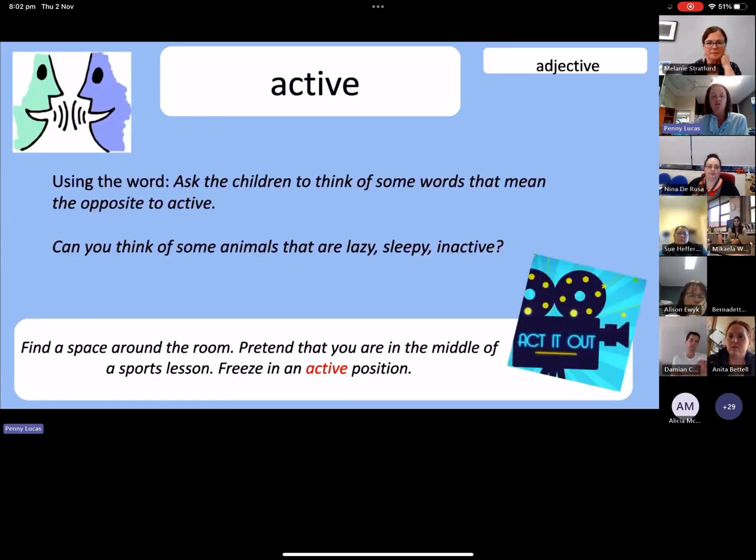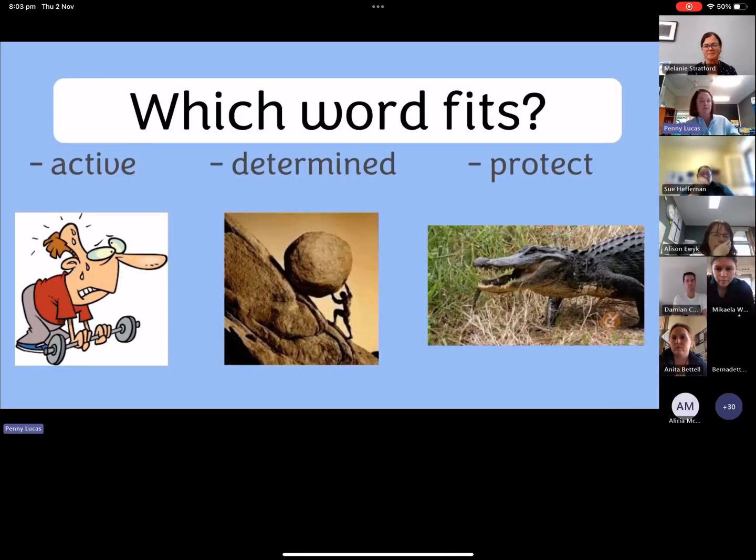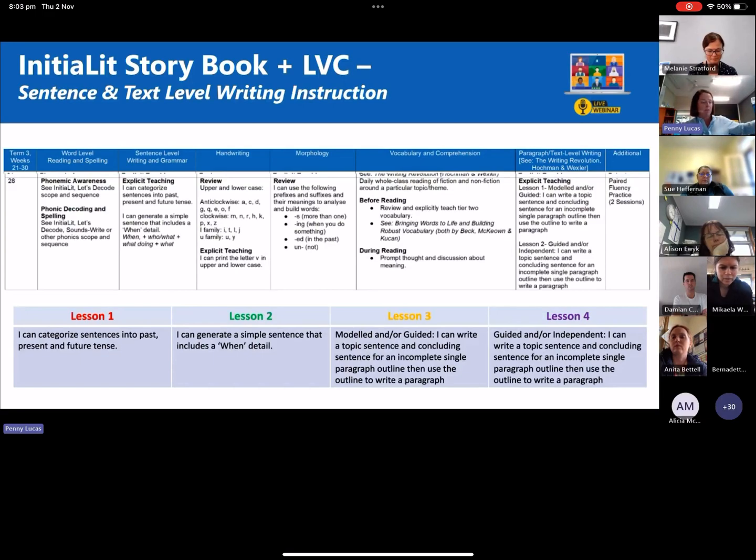And then they move into using the word in context. They move into act it out. So these are fabulous resources from the Initial Lit storybook that really follow that instructional sequence of Bringing Words to Life, really cementing these tier 2 vocab words in the students' knowledge. So that all comes from there. You know, the which word fits, which is an excellent activity, again, just from the Initial Lit storybook. So that's the vocab part, and then the comprehension we've sort of discussed.